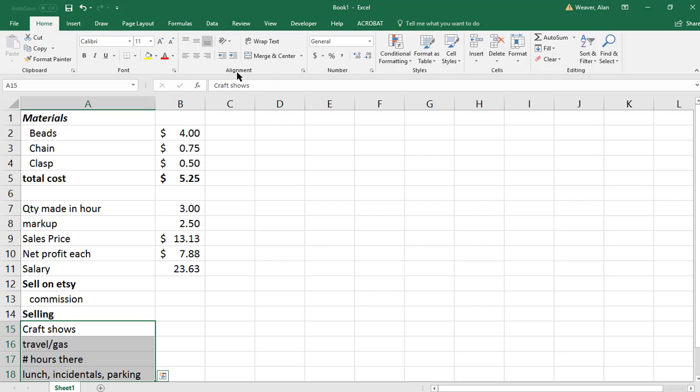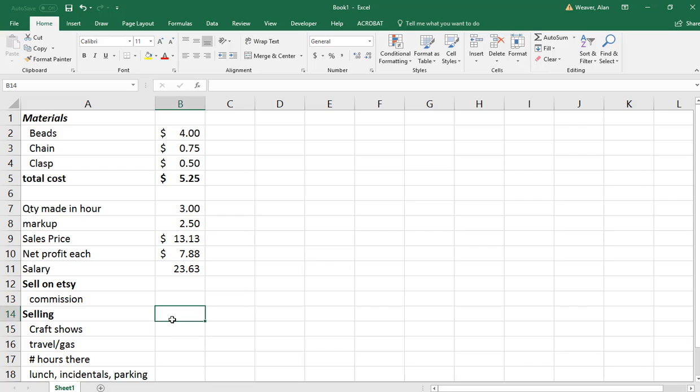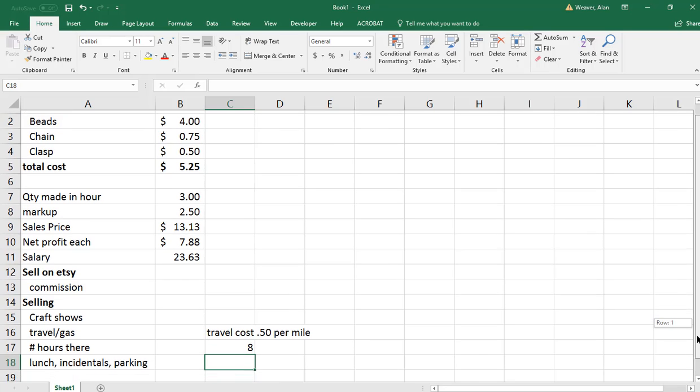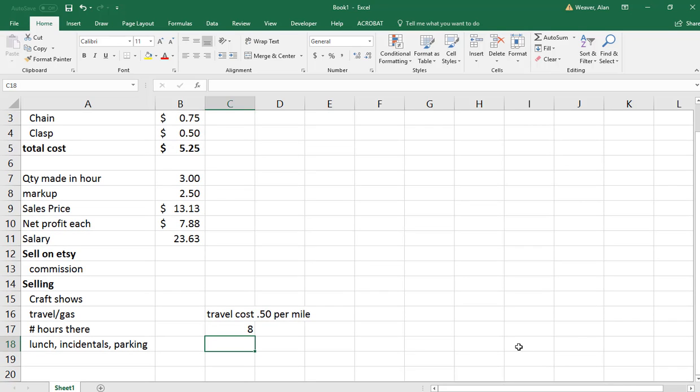And you might have to do a few formulas in here, such as what it costs to travel. I could say travel cost 0.50 per mile. Number of hours there, I could just say 8 hours. Let's say I have to buy lunch. I might want to buy a couple of bottles of water because it's a really hot summer day. I could say 12 bucks. And then you might have to pay to get into the craft show. They might charge a $35 entry fee.